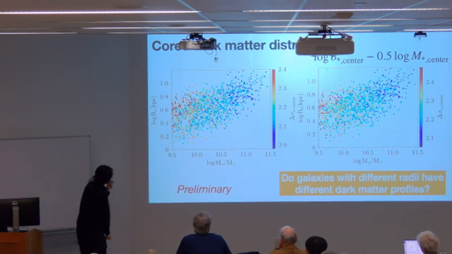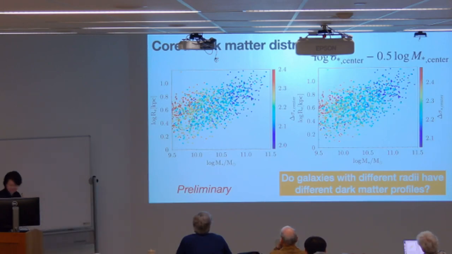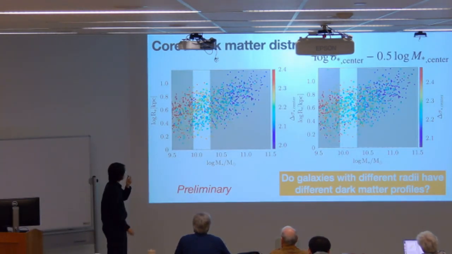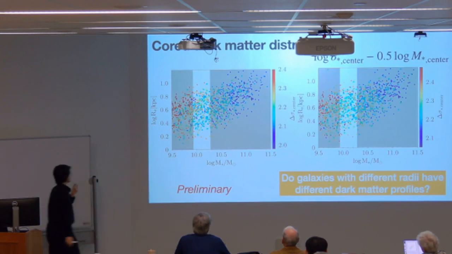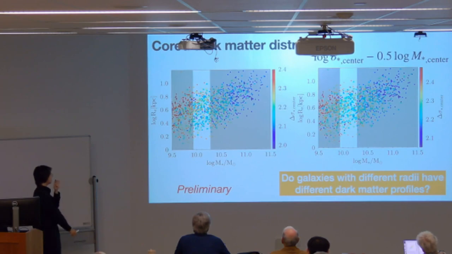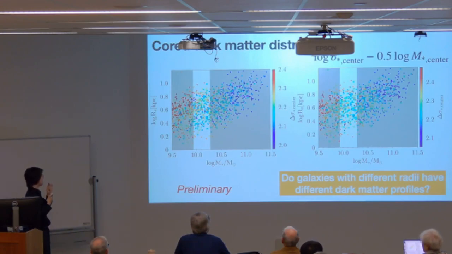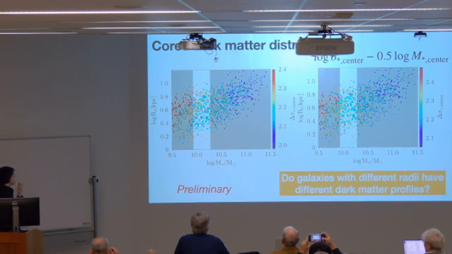Okay, so we can see some signatures here, that there is a slight difference between top and bottom. There seem to be more red points on the top, which is also consistent with previous results, that these galaxies have a more cuspy dark matter distribution in the center. But I would say this is also preliminary, because a detailed investigation of stellar mass needs very careful calibration of the stellar populations and this kind of thing. So I will just leave this question open, as we are still working.